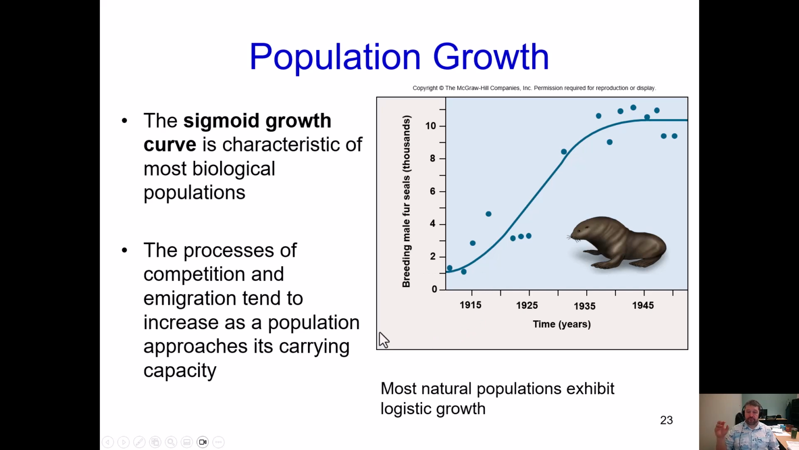All right, so with that, when we come back, we'll talk about population density a little bit more, and we'll put some of these things together when it comes to population dynamics next time.